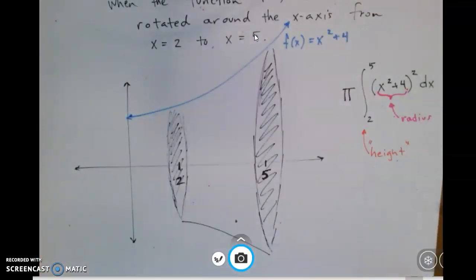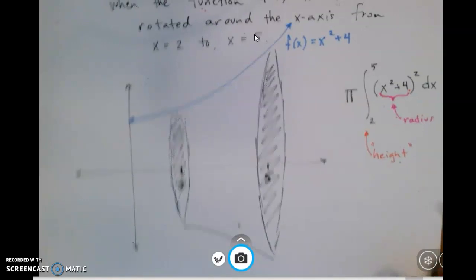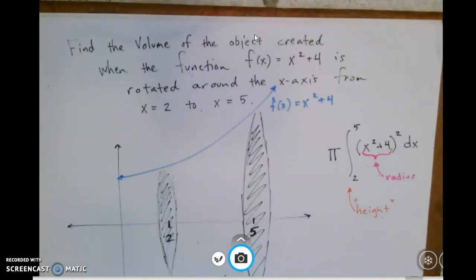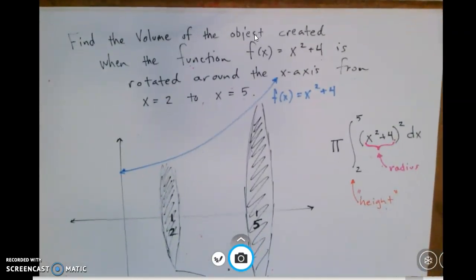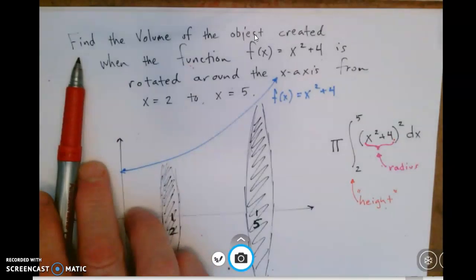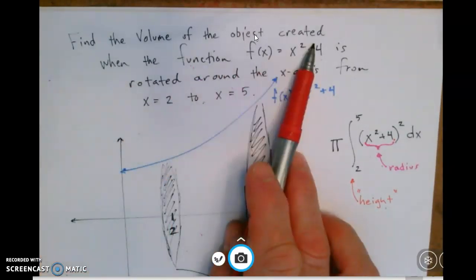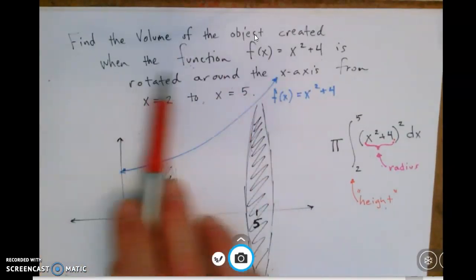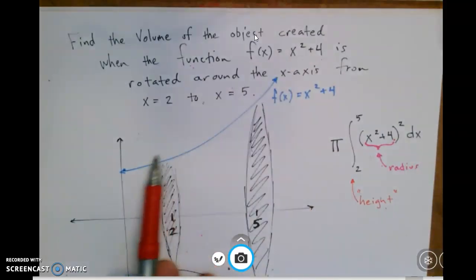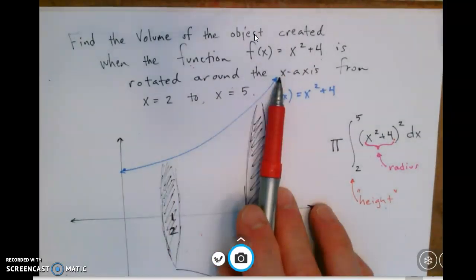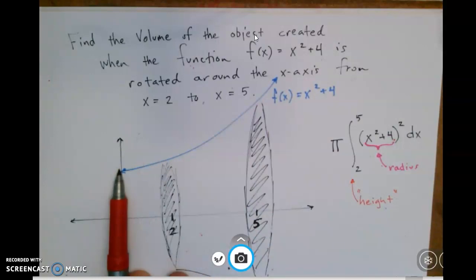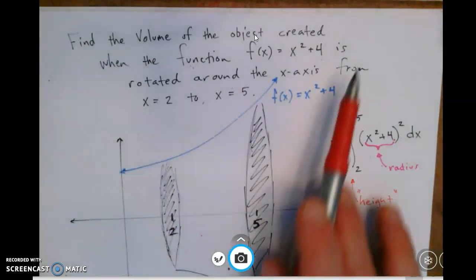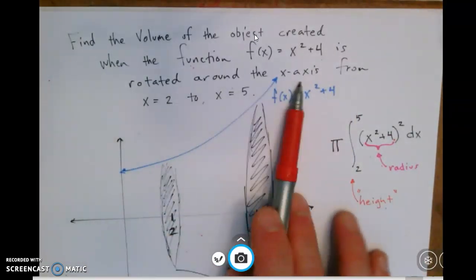Now, what it looks like on a problem. We're not going to do this one out, we're just going to talk about it, then we'll do a couple out as examples. The wording can be a little bit different, but generally speaking, it's find the volume of the object created, or I might say solid object, when the function, in this case f of x equals x squared plus 4, which is simply an upward-facing parabola with a y-intercept of 4, is rotated around the x-axis.